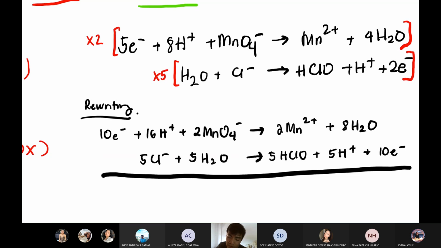Bago pa natin pagsamahin, no? I-cancel na natin mga pwede i-cancel. Kung sino nag-i-exist sa left at sa right, pag equal sila, i-cancel mo yon. Okay? Sino yung mga nasa left na nag-exist din sa right? No? So, yung 10 electrons sa left, meron din sa right side. So, we can cancel that out. Ano pa? Ano pa yung nasa left na nasa right din?